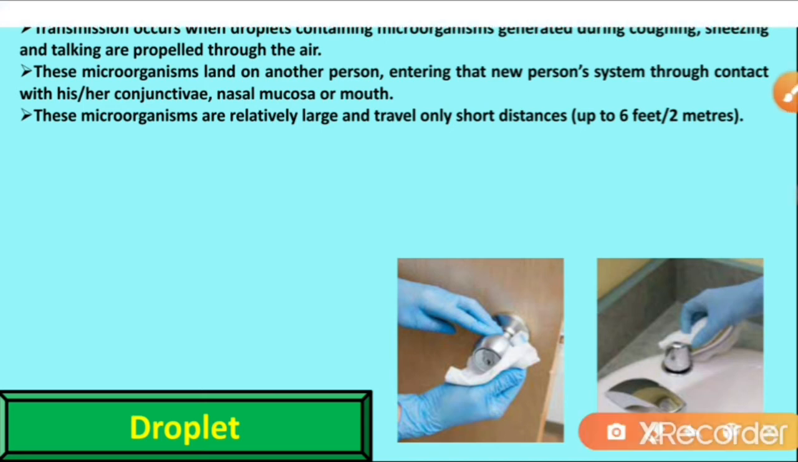Now, these droplets come through coughing, sneezing, and talking. When you are talking in a very loud way, or you are coughing or sneezing, the droplets come from your mouth, and they land on another person's mouth or surface. Through contact with his or her conjunctiva, nasal mucosa, or mouth, they enter another person's body. That's how a healthy person becomes infected when they come in contact with the droplets of another person.